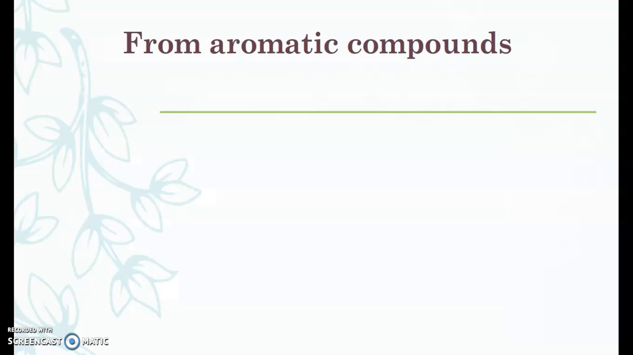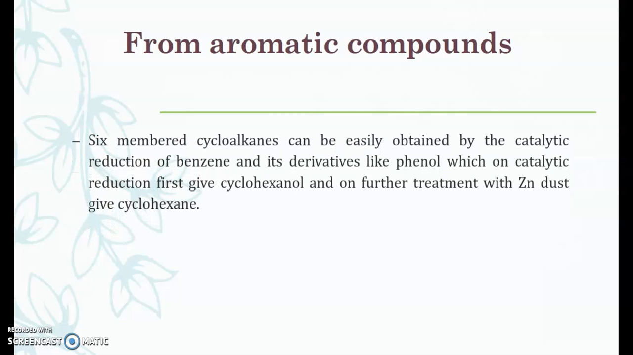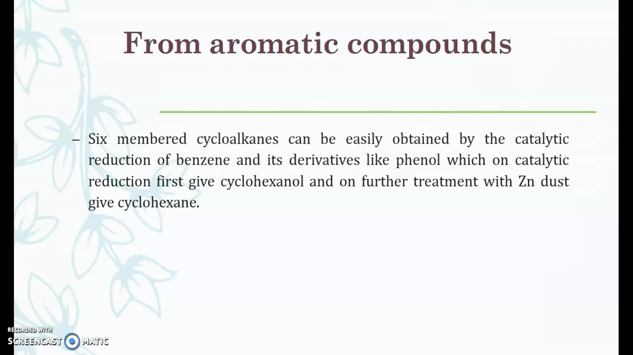Then the last method used for the preparation of cycloalkanes is from aromatic compounds. Generally, 6-membered cycloalkanes can be easily obtained by the catalytic reduction of benzene and its derivatives like phenol, which on catalytic reduction first gives cyclohexanol, which on further treatment with zinc dust gives cyclohexane. Means there are a number of ways by which we can prepare cyclohexane. Cyclohexane is nothing but a 6-membered cycloalkane.